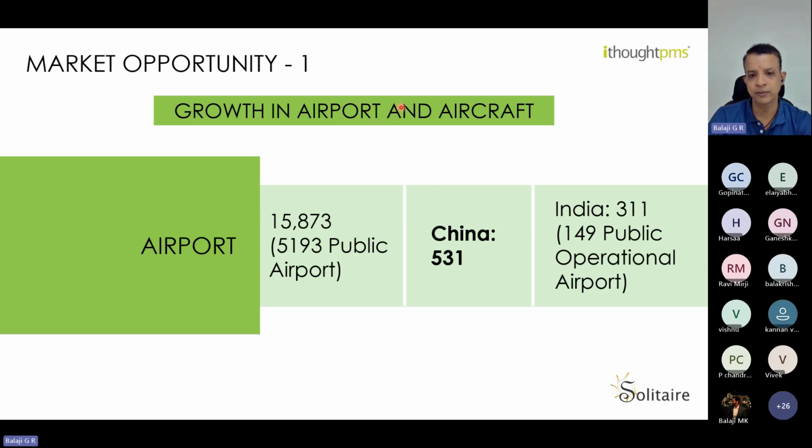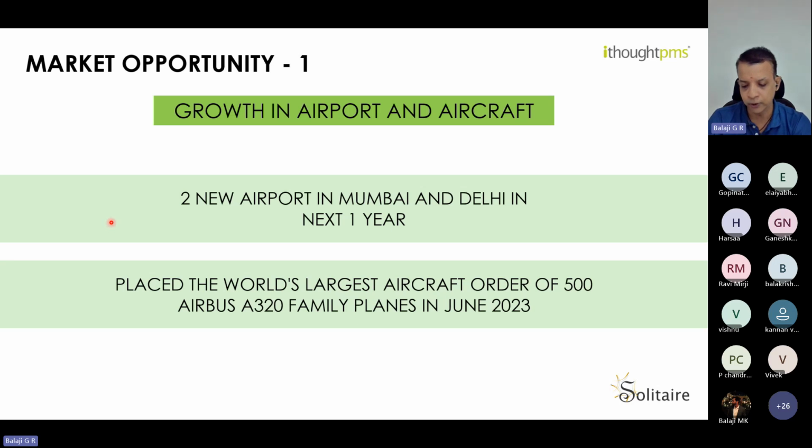This is even more interesting in terms of airports. The US has close to 5,000 public airports; including all other non-public airports, it's close to 15,000 in number. China has 531 public, and India has 149 public operational airports, reflecting that we have a long journey in terms of airport creation. The good news is a lot more airports are going to come in the next 5 to 6 years, and two big new airports are coming in the next year probably, one in Navi Mumbai and one in Delhi. Indigo also placed the highest order recently, which created huge havoc in the market in terms of capacity creation, for the Airbus A320 family.